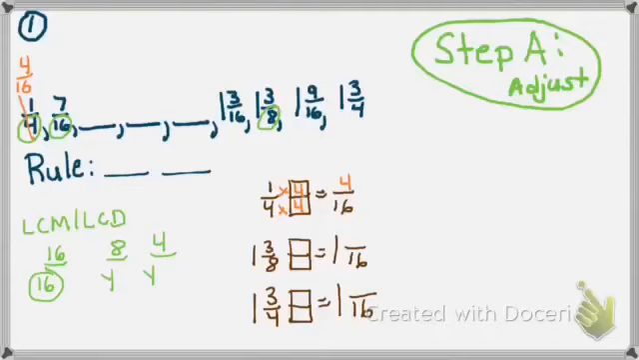Now I'll go back to the brown, 1 and 3/8. So what do I do to an 8 to turn it into 16? 8 times 2 is 16. Whatever I do on the bottom, I must do on the top, so I'll times 2.